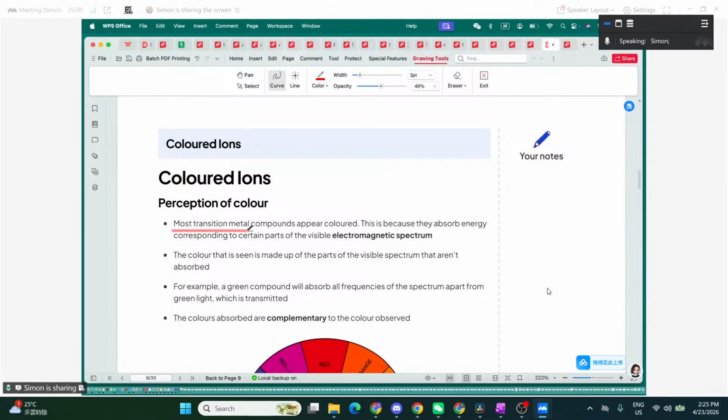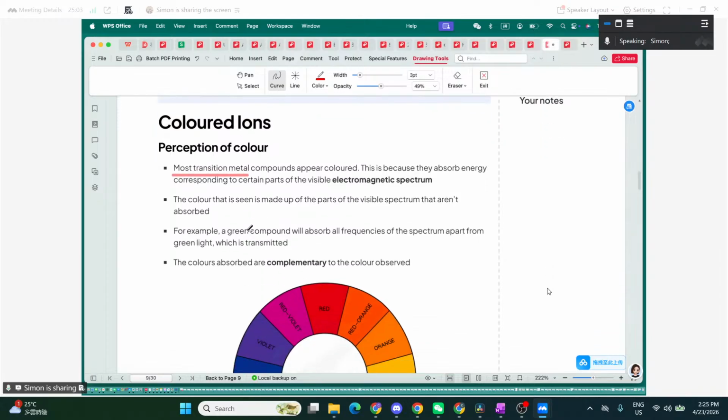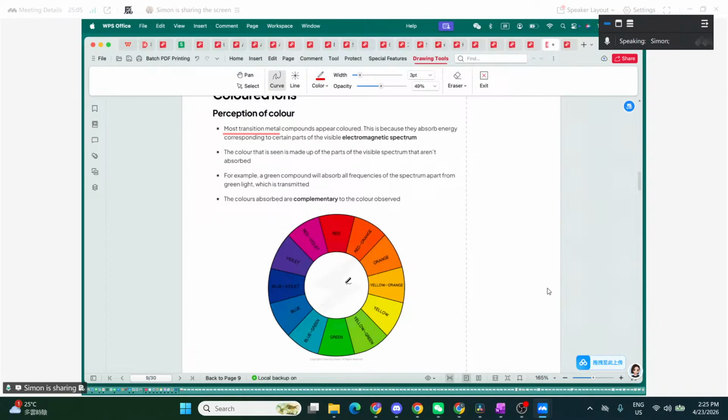And we know the color. Here is the color wheel. If the color is green, the complementary color is red, right? The color observed is complementary to the color absorbed. Just like if a compound is green, it will absorb all frequencies of the spectrum apart from the green light, and the green color is transmitted, right? Understand?